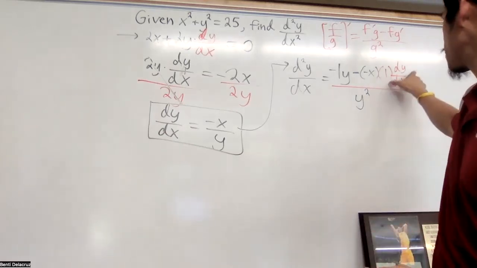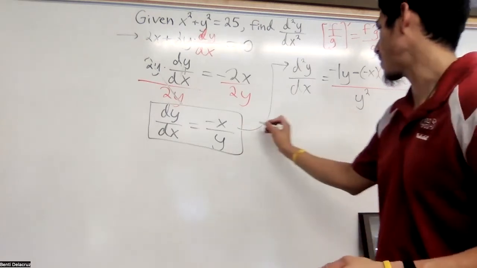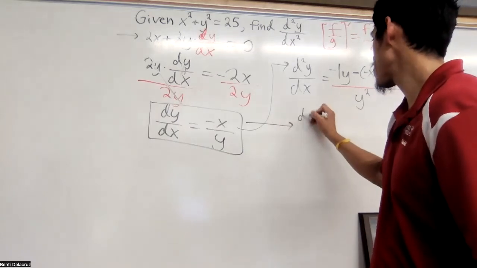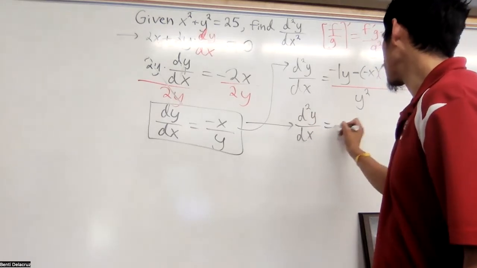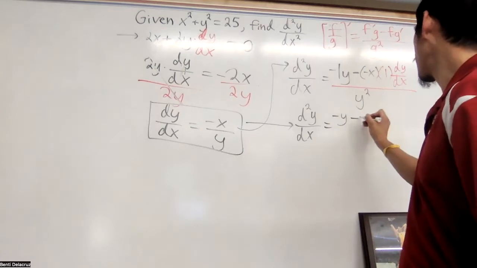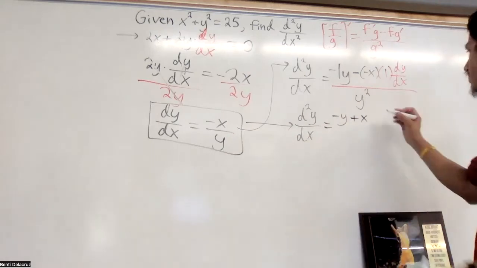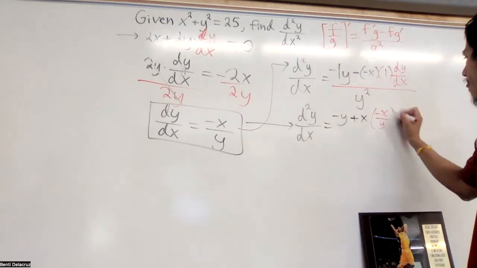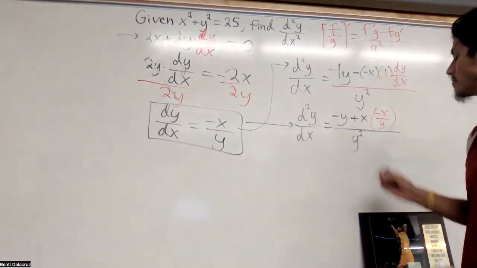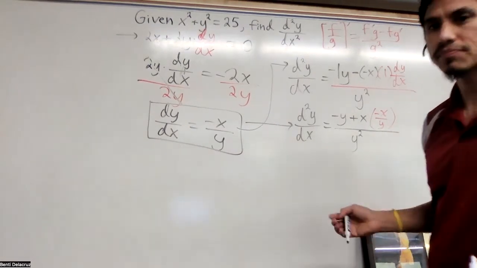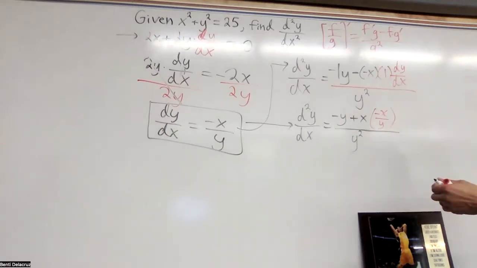Now, what we need to do is replace dy dx with the equation for dy dx because we have it here. And so then we can rewrite this as the second derivative of y with respect to x will be equal to negative y plus an x times a negative x over y. And this will be all over y squared. Now, from here, it's pretty much a done deal. We just got to clean it up a little bit.